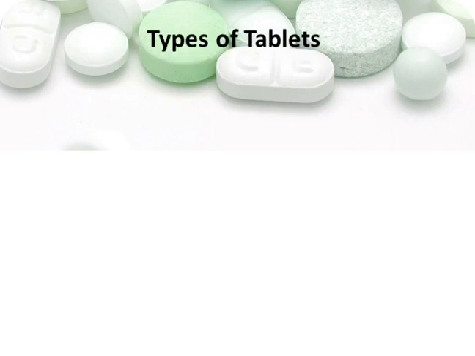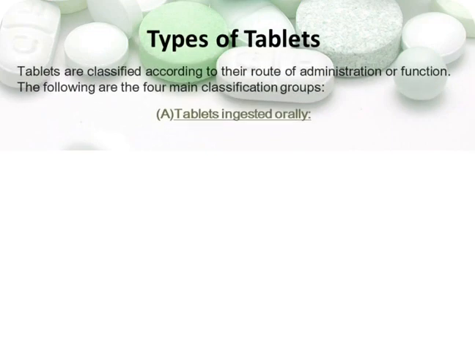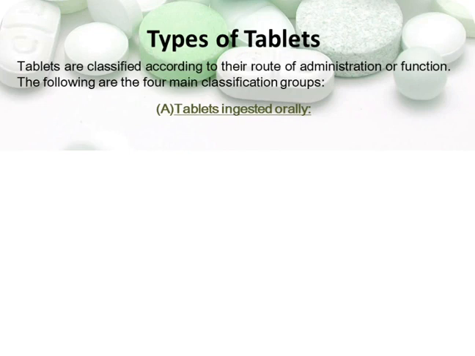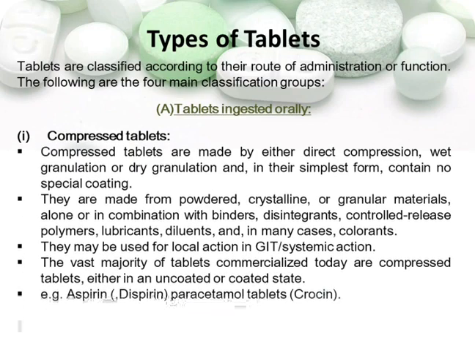Now, what are the types of tablets? We'll study in detail. Tablets are classified according to their route of administration or function. The following are the four main classification groups. First one is tablets ingested orally. And in them first is compressed tablets.